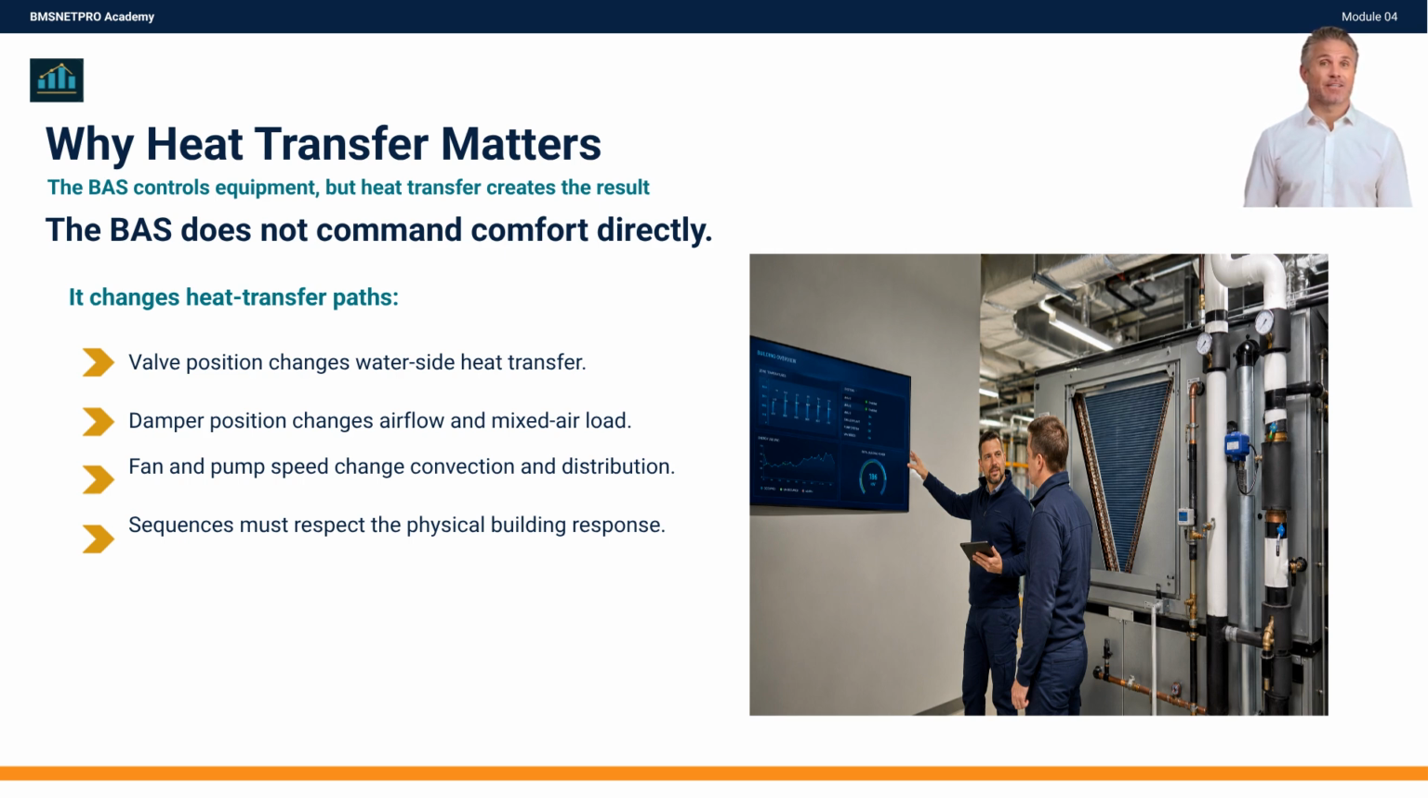This is why two technicians can look at the same BAS screen and make very different decisions. One person sees a point value. The stronger professional asks, what physical process does this point represent? In the field, this helps prevent unnecessary work. If a cooling valve is at 100% but the leaving air temperature is still high, we do not assume the sequence is wrong. We verify chilled water temperature, flow, air volume, coil condition, bypass, valve authority, and sensor accuracy. The control command is only the request. Heat transfer is the proof that the request produced a real outcome.